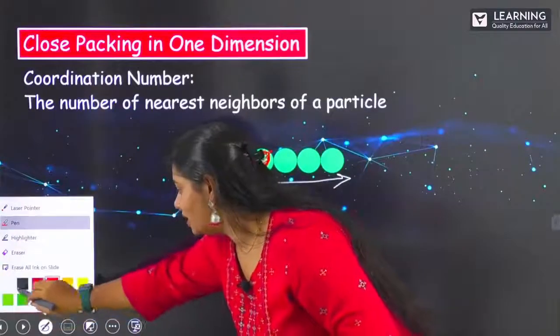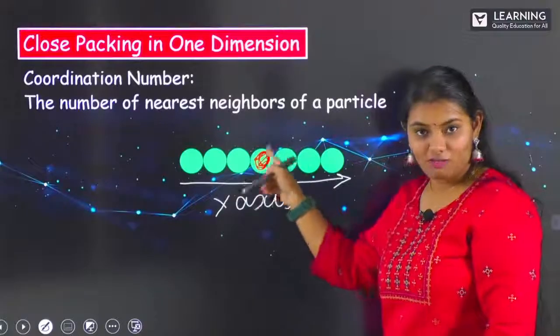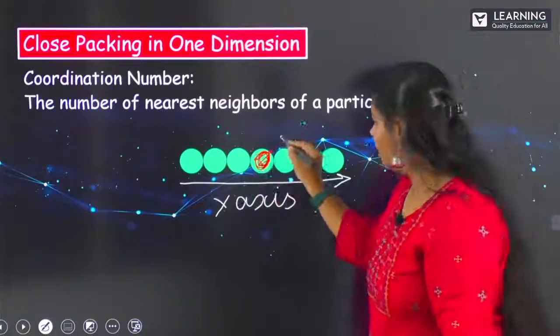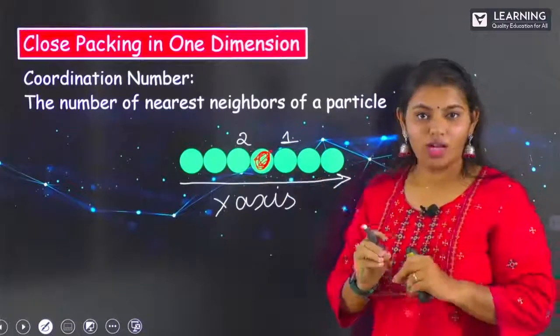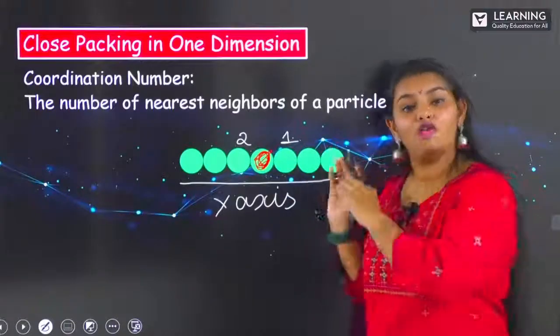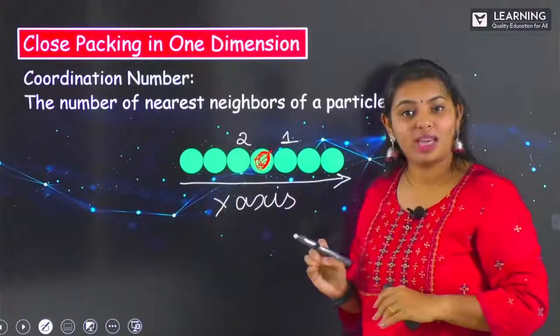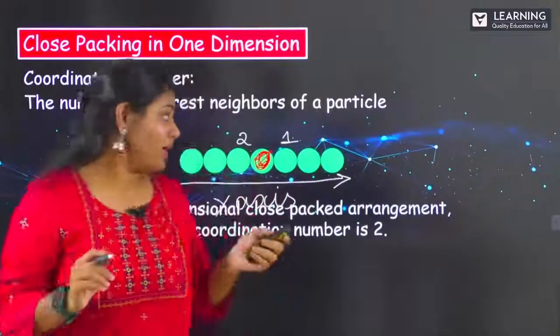Can you all tell me how many particles are there next to this red mark which I've marked over here, the red color ball? There's one, there's two. So which are the closest neighbors for it? 1 and 2. So what is the coordination number of one-dimensional arrangement of close packing? It is 2. So the coordination number in one dimension would be 2.